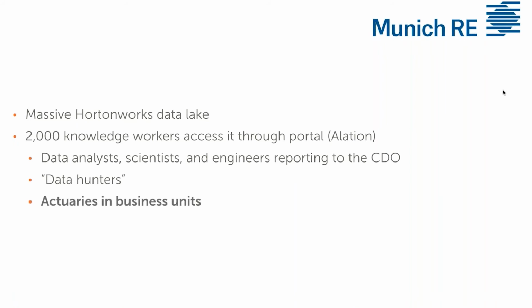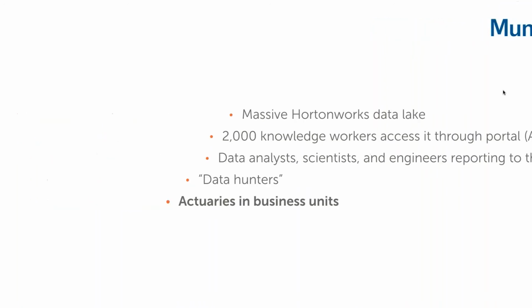And the thing that makes me the most excited actually is actuaries in the business units. These are folks who are technical, but who don't see themselves as data people. They're modelers and statistics people who are really creating new insurance products and assessing risk. And they're folks who normally would just get data sent to them. Now they're able to self-serve from the data lake through the Alation catalog portal. So that's Munich Re.